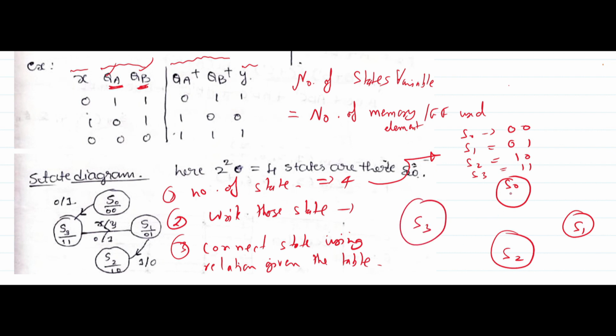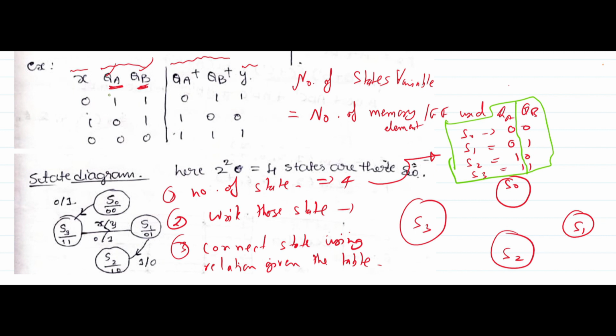I wrote these states. You should know what s0 is. S0 is nothing but 0 0, meaning qa is 0 and qb is 0. So these things you should know: qa qb 0 0 is s0, qa qb 0 1 is s1, qa qb 1 0 is s2, and qa qb 1 1 is s3.